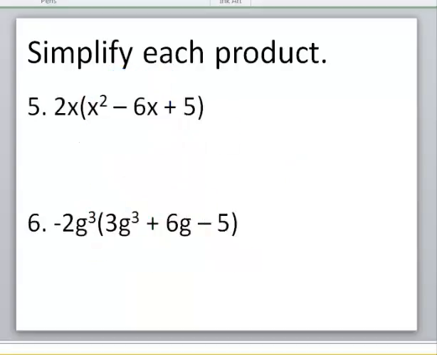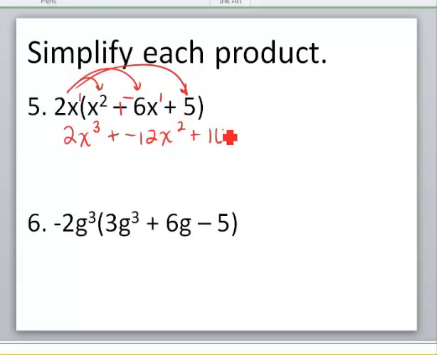My next problem, I'm going to change my signs to plus the opposite. Distribute. So I've got 2 x to the first times x to the second is x to the third. Plus 2 times negative 6 is negative 12. X to the first times x to the first is x to the second. And then 2 times 5 is 10. Carry my x through.